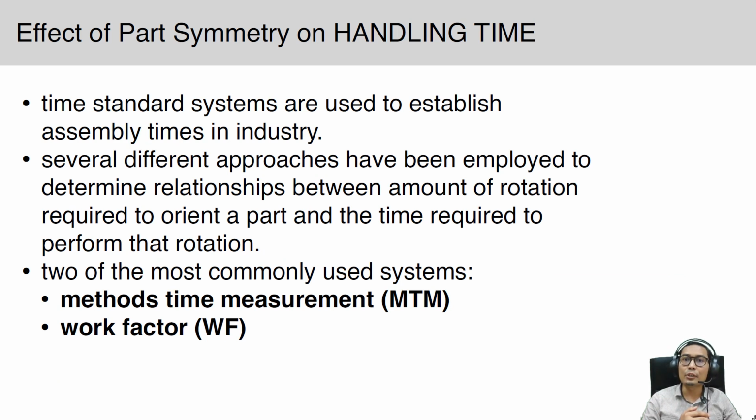Time standard systems are used to establish the assembly times in industry. So several different approaches have been employed to determine the relationships between the amount of rotation required to orient a part and the time required to perform that rotation. There are two most commonly used systems, one of which is the methods of time measurement, we call this the MTM system, and also the work factor, which is the WF system.